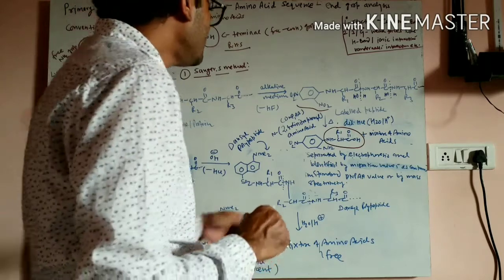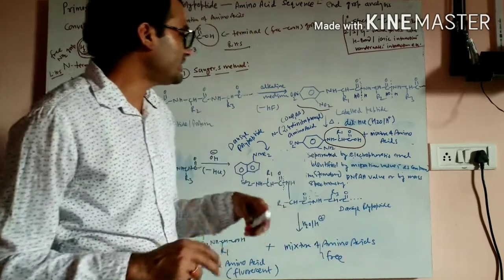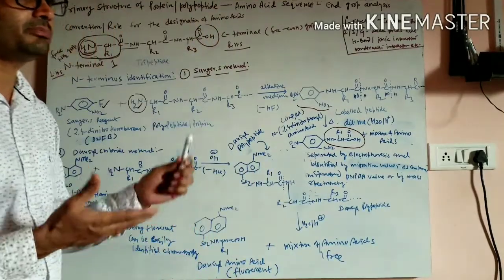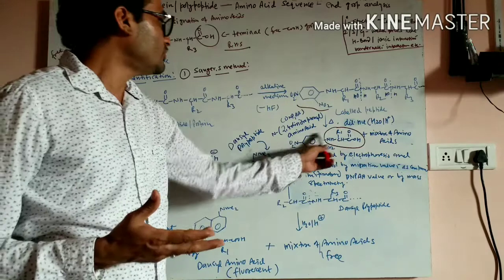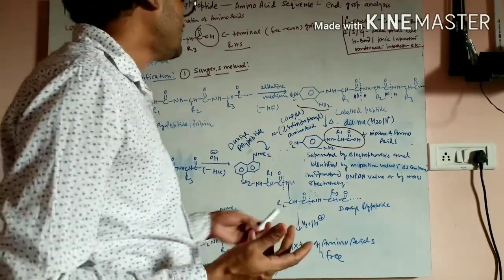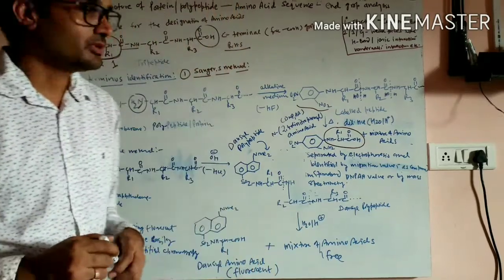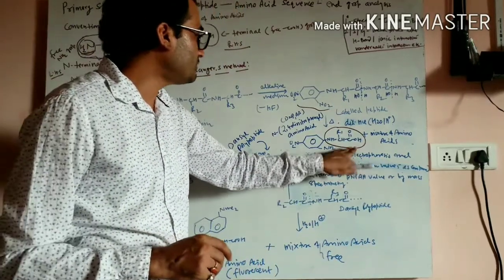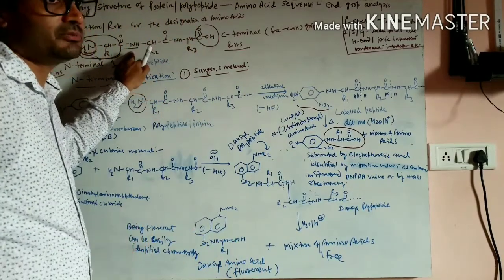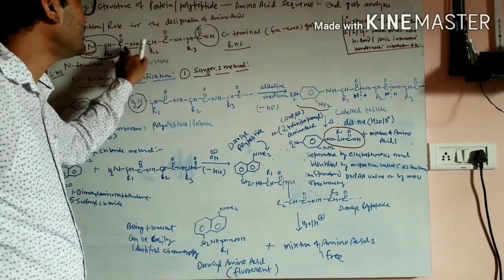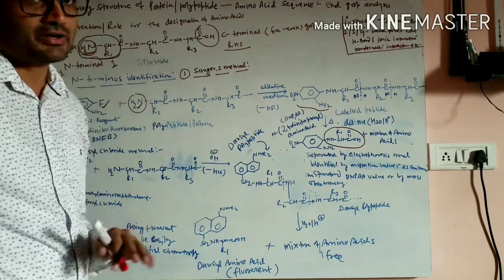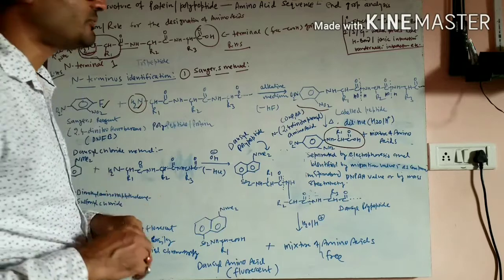So this can be separated out and identified either by measuring the migration values of this molecule under electrophoresis, or by mass spectrometry. By identification of this amino acid, we can identify the N-terminal of this protein molecule, that is, which amino acid is present at the N-terminus. Now, what is the weakness of this method?